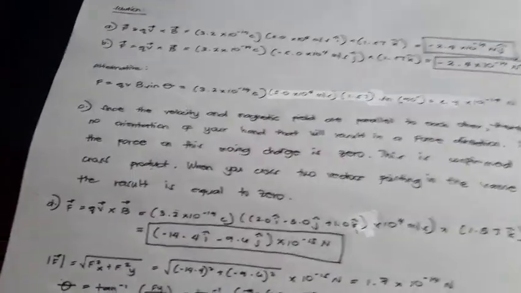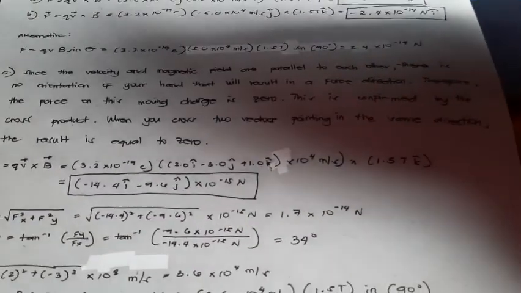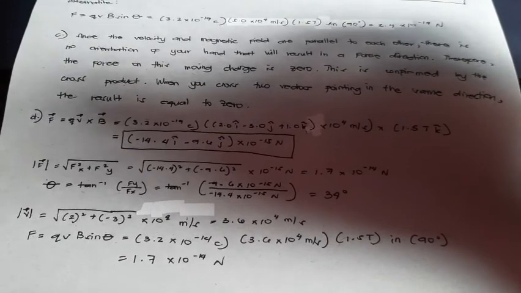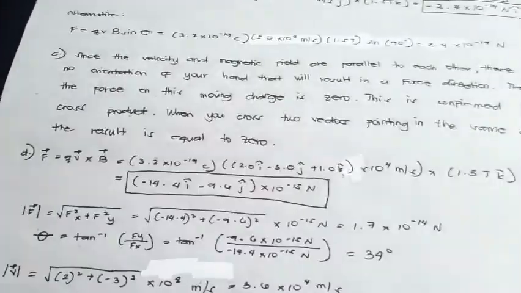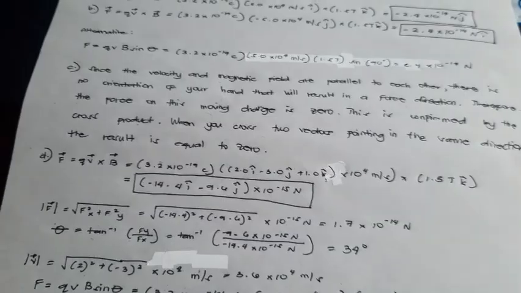So muna siya ang magnetic force on the alpha particle when it's moving in the positive z direction with a speed of 5.0 times 10 raised to the 4th power meter per second. So muna siya ang letter C. This is confirmed by the cross product. So when you cross the two vectors pointing in the same direction, the result is equal to 0. So equal to 0 siya.